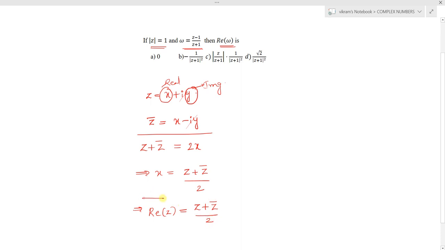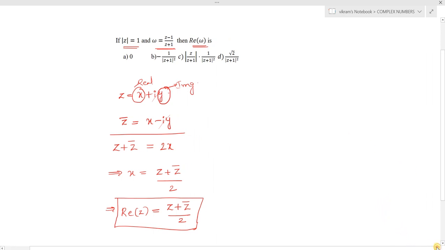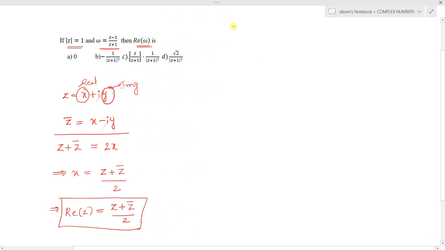Now, which is the concept we need to use here? This concept we discussed in the properties of a conjugate. The real part of a complex number can be represented as the average of the complex number and its conjugate. Average of the complex number and its conjugate. Okay, right.